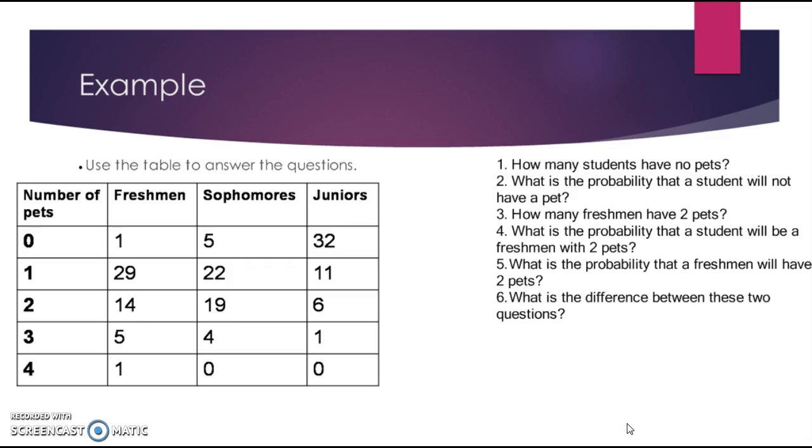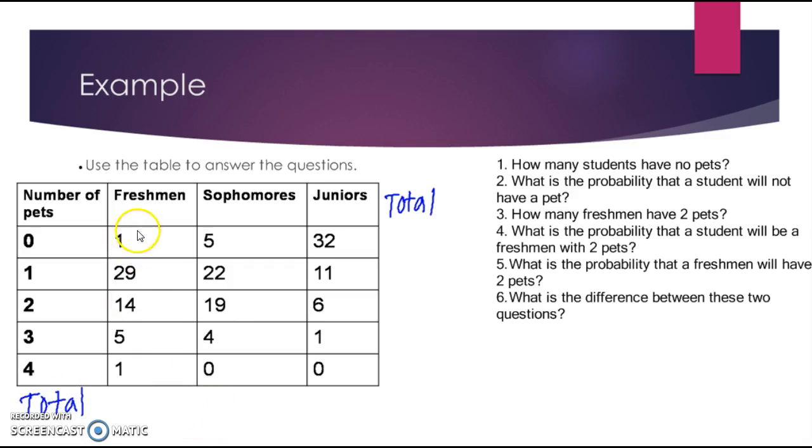So for the next one, we've got a table filled in for us with the number of pets and then the freshman, sophomore, and junior class status. It's missing that totals column and row, so we're going to add that in. So we got total and total.